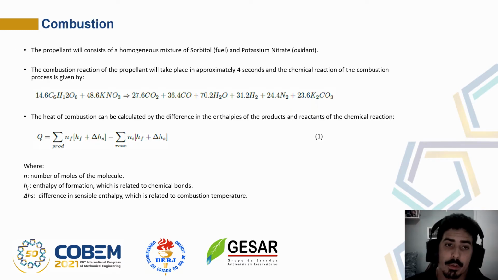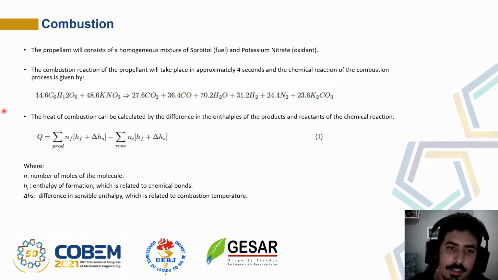The propellant will consist of a homogeneous mixture of sorbitol fuel and the oxidant, which is potassium nitrate. The combustion reaction of the propellant will take place in approximately 4 seconds, and the chemical reaction of the combustion process is given by the reaction below.